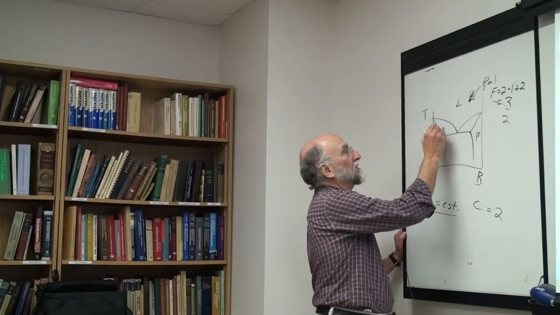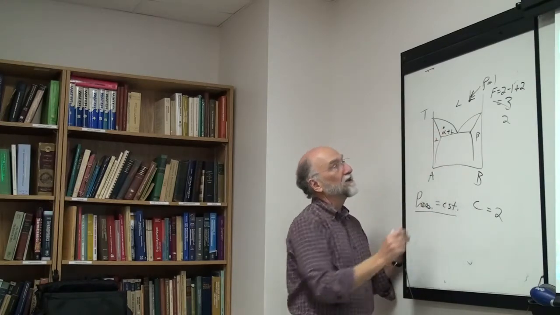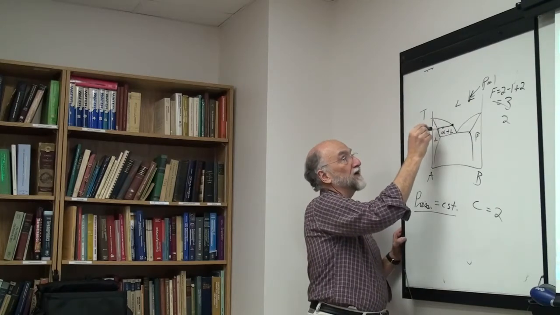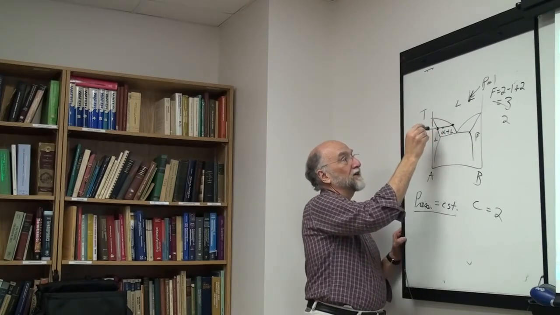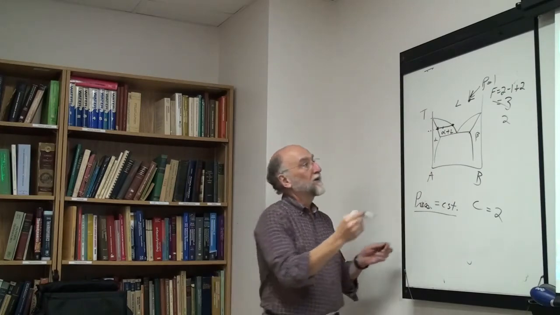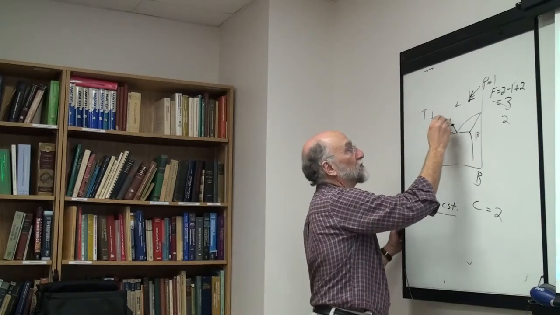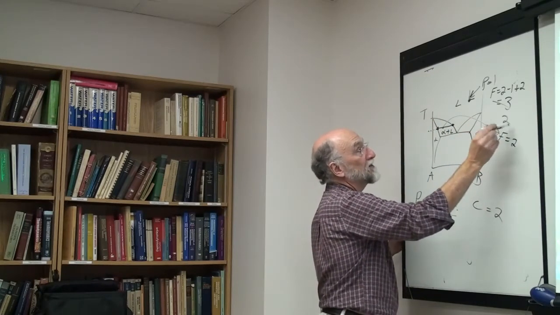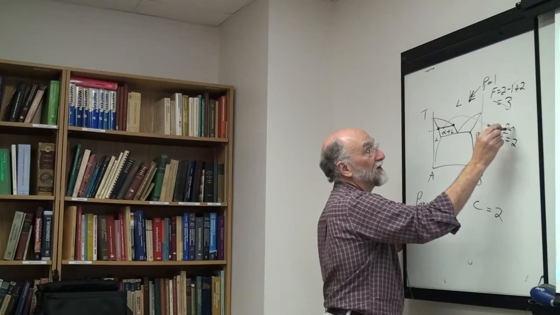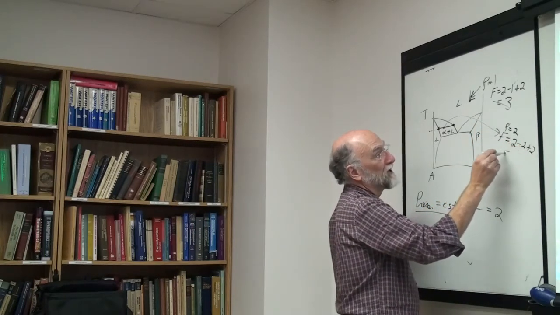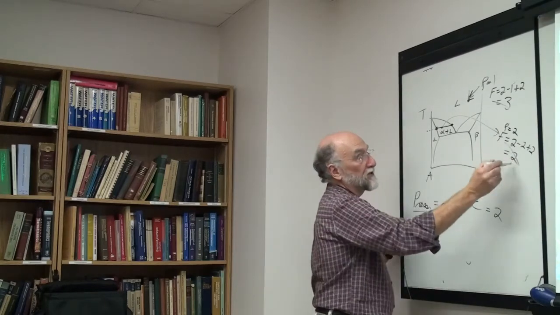If I am here, I have alpha plus liquid. Now the system's at equilibrium, so you have this phase at this composition, in equilibrium with this composition and this temperature. So at that point there, the number of phases is now 2. So F is 2 minus 2 plus 2 equals 2. The pressure is constant, so I have one degree of freedom.